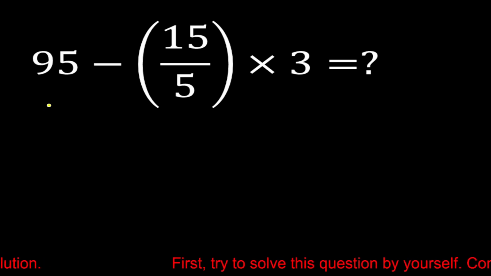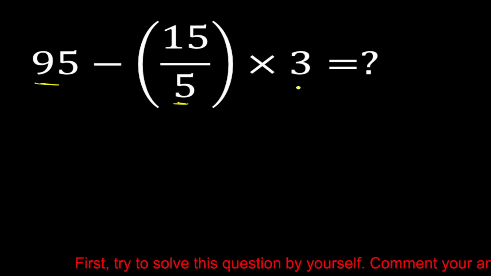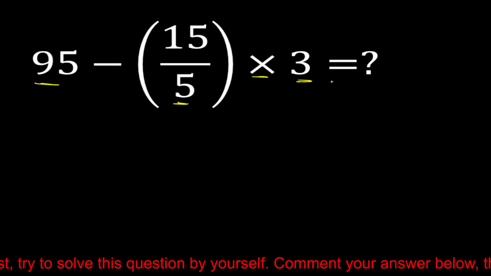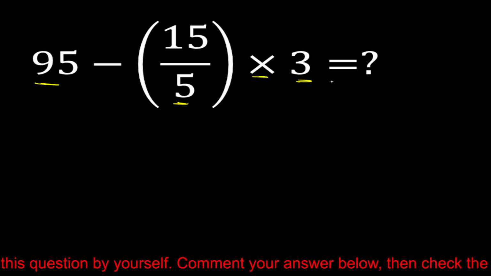So here we have a question: 95 minus, in the parenthesis, 15 divided by 5, and multiplied by 3. Okay, so before I solve this question, I want to see your answer.